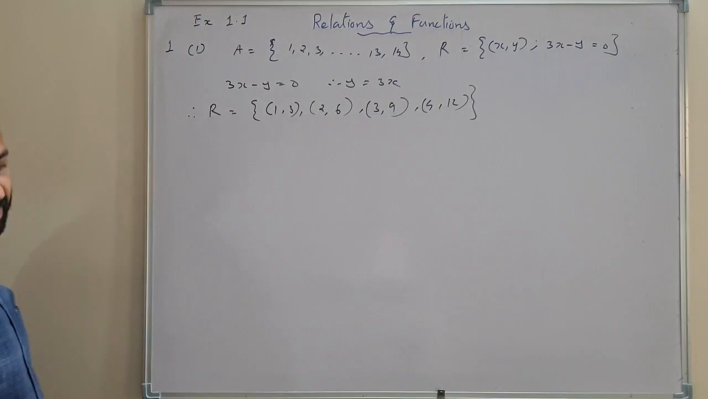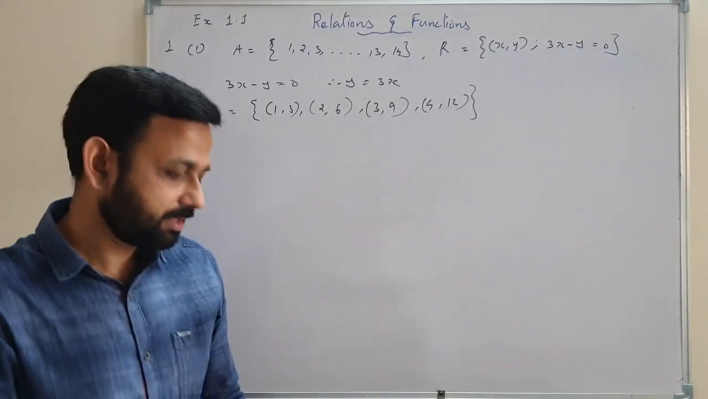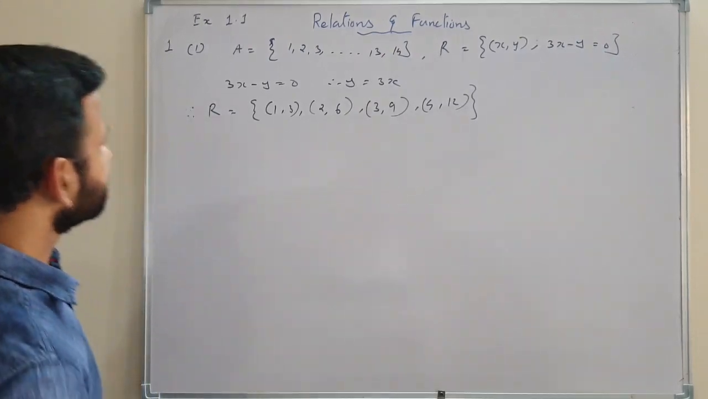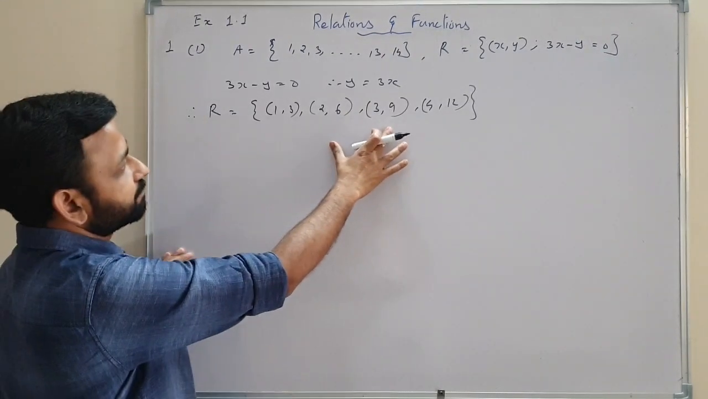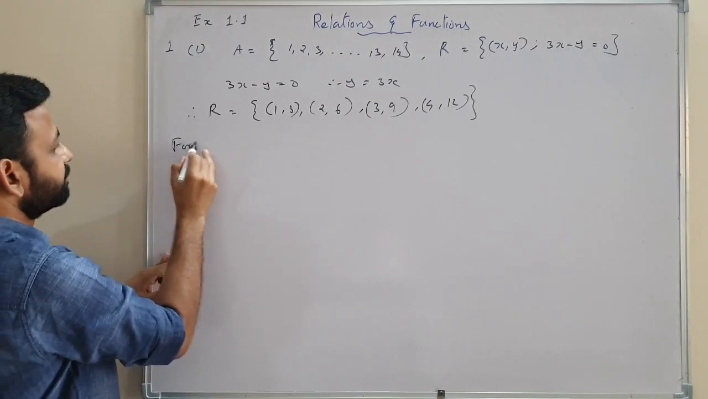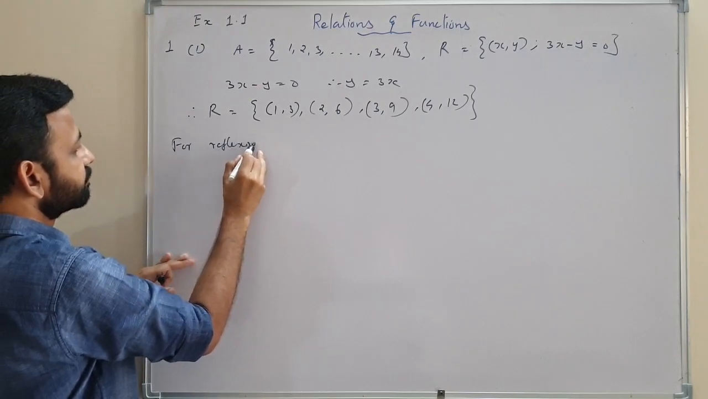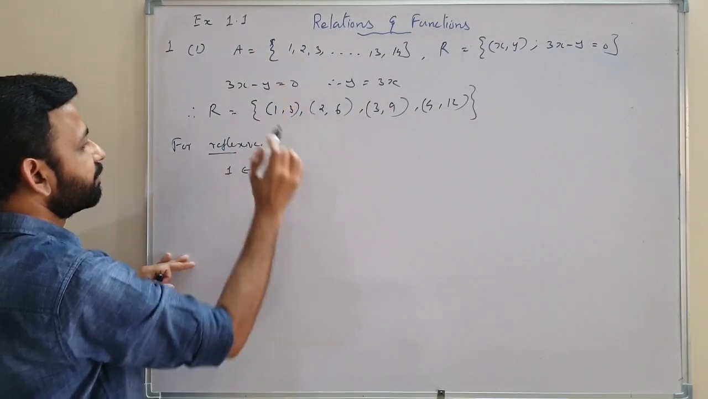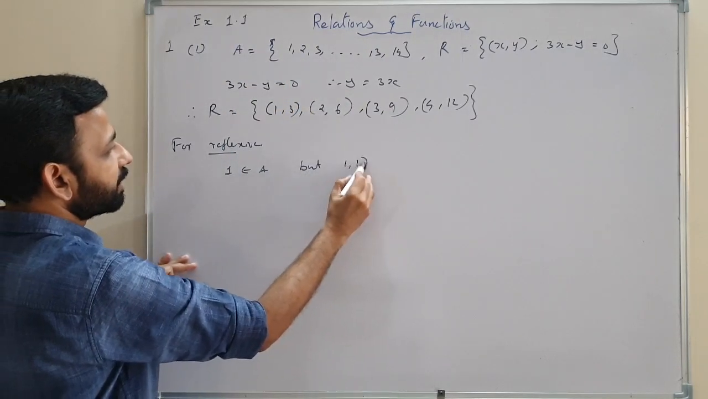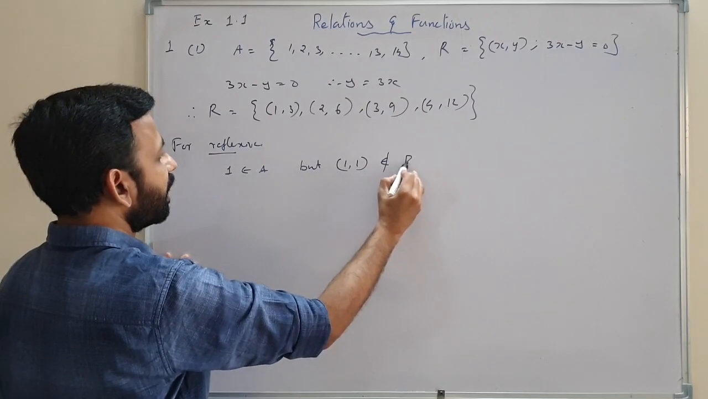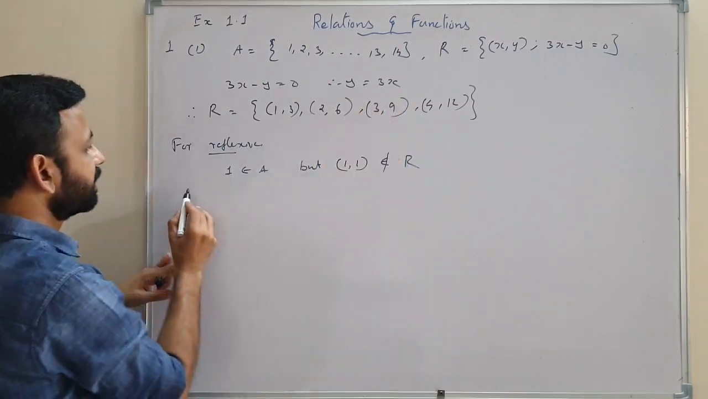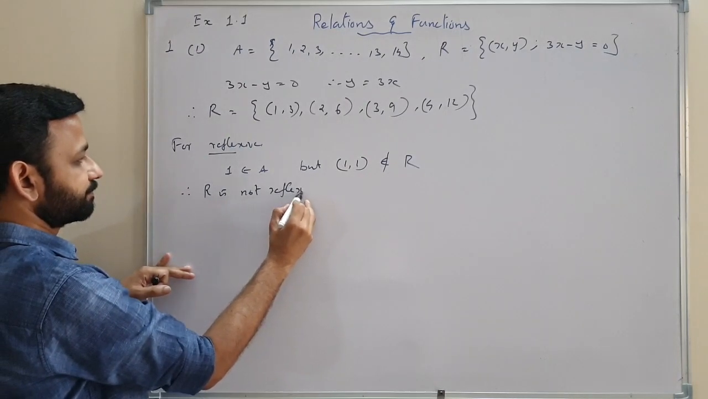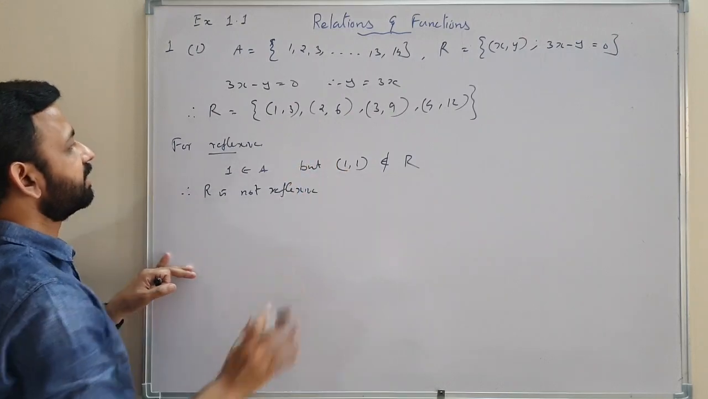Now we have to check whether it is reflexive, symmetric and transitive. So it's very clear it's not reflexive, because for reflexive, 1 belongs to A, 1 is an element of A, but the ordered pair (1,1) does not belong to R. (1,1) is not there. Therefore R is not reflexive.